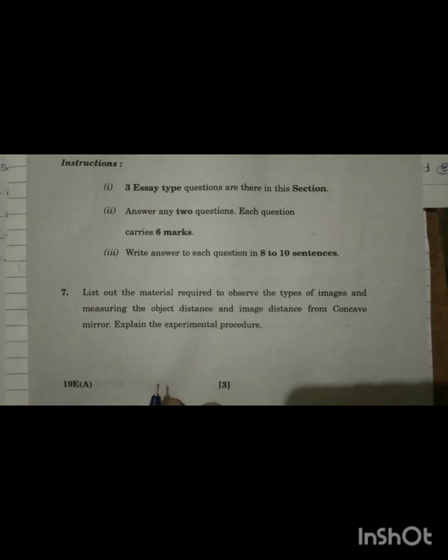Now coming to the first question: list out the materials required to observe the types of images and measure the object distance from a concave mirror. Explain the experimental procedure. Okay, children. The materials required are a candle, paper, that is called a screen, concave mirror, V-stand, measuring tape or meter scale.